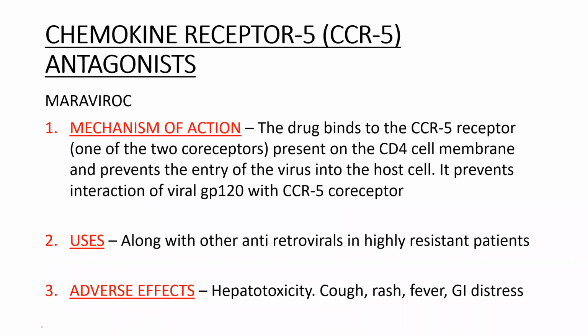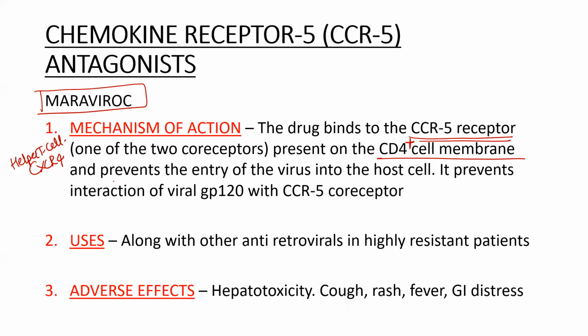Now coming to the chemokine receptor 5 or CCR5 antagonist, we have got one drug which is maraviroc. Now the drug binds to the CCR5 receptor, one of the two core receptors, the other receptor being your CXCR4, which is your chemokine co-receptor, which is present on the helper T cell. Now these are present on the CD4 cell membrane, also on the cells having the CD4 epitopes. There might be some other cells also which have got CD4 epitopes apart from T lymphocytes.